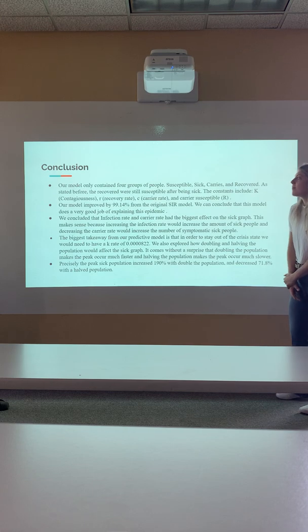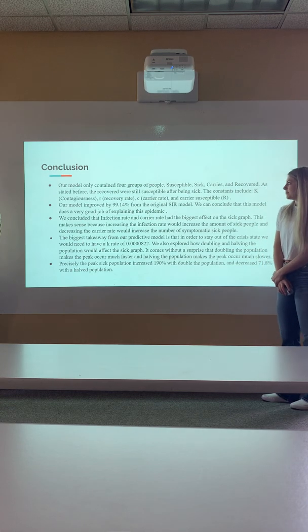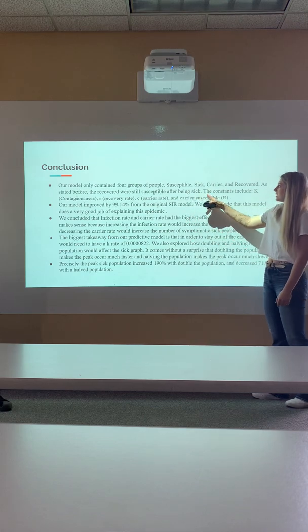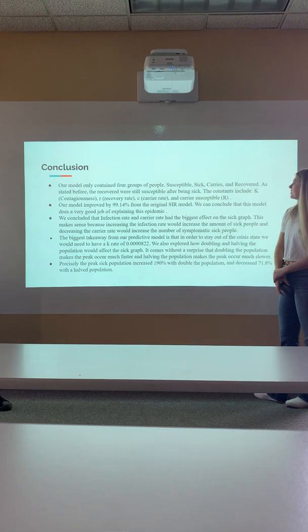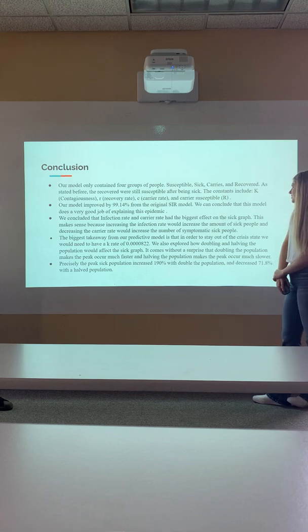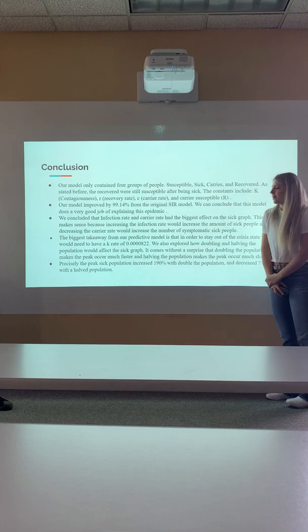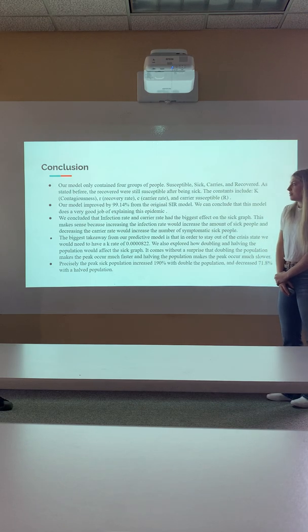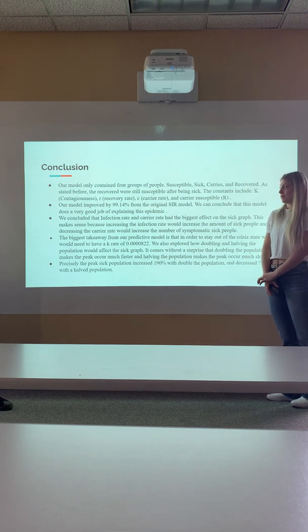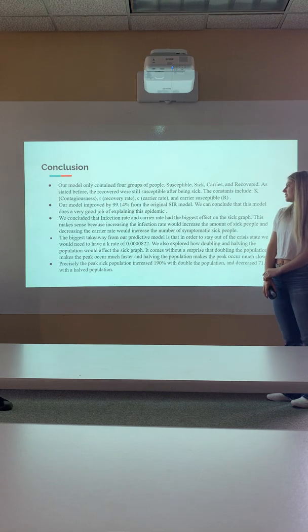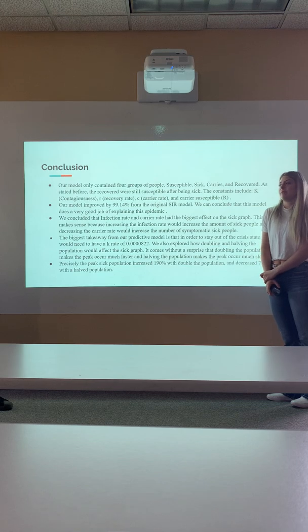In conclusion, our model contained 4 groups of people: the susceptible, sick, carriers, and recovered. As stated before, the recovered were still susceptible after being sick. The constants include K for contagiousness, R for recovery rate, C for carrier rate, and R for carrier susceptible. Our model improved by 99.14% from the original SIR model. We can conclude that this model does a very good job of explaining the pandemic.